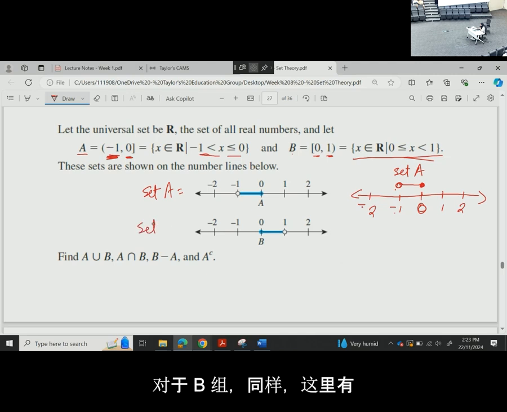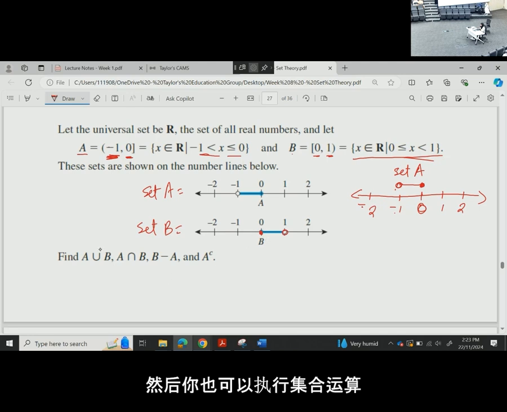For set B, again you have over here that x is greater than or equal to 0, so you see the circle is a closed circle. Okay, and it is less than 1. 1 is not included, but you need to show the range. How will you show that it is not included? Open circle.